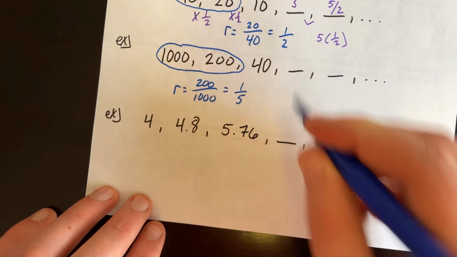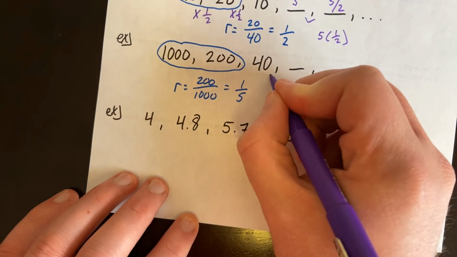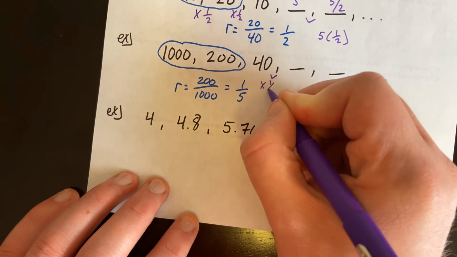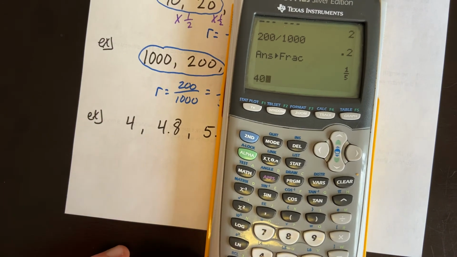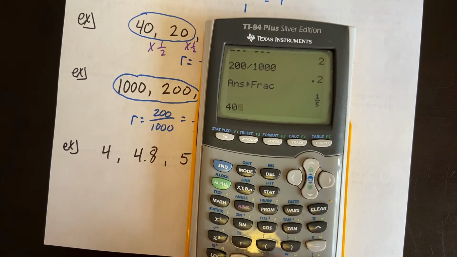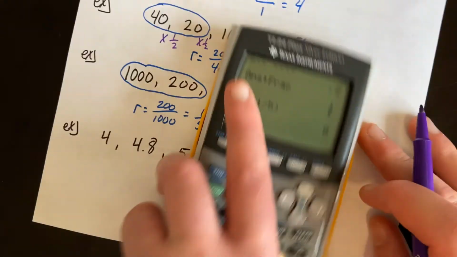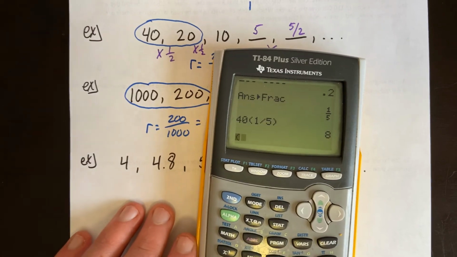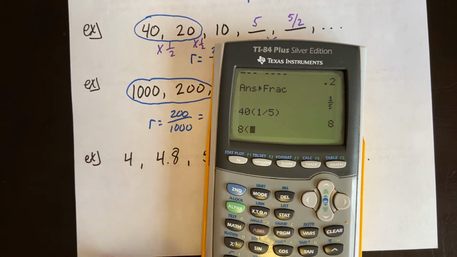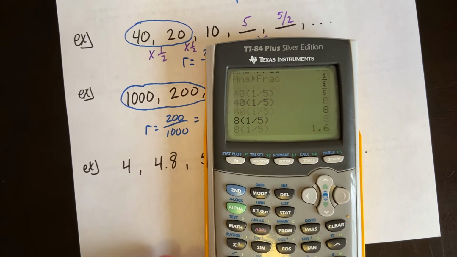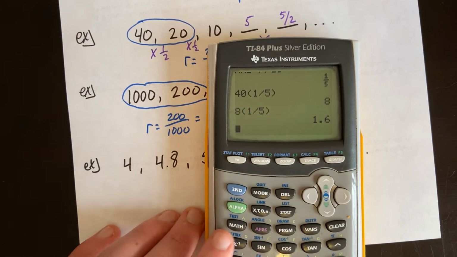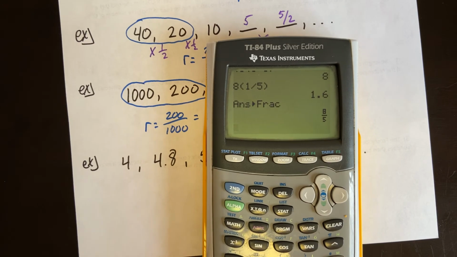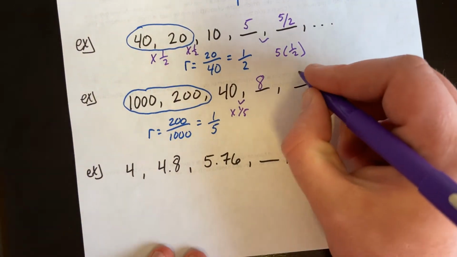So I'm going to use that same rate to go from one term to the next, multiplying by 1/5. Well, 40 times 1/5, let's see on the calculator there, it's going to take us to 8. So it looks like that's the next number. And if I take that same 8 and multiply by the 1/5, it's going to give me a decimal. But again, you can use the decimal, just get used to using the fraction. It looks like it'd be 8/5.